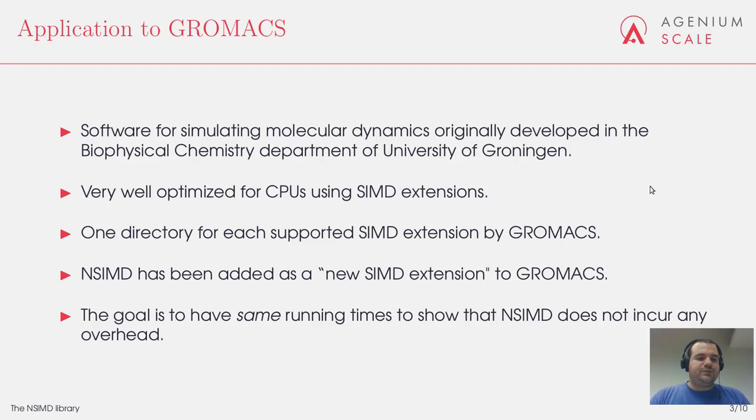So what we have done is add a new SIMD backend to GROMACS, which is nothing else than NSIMD. And so our goal is not to have better running times because GROMACS is very well optimized. Our goal is to have similar running times to show that NSIMD doesn't incur any overhead on the execution time of GROMACS.